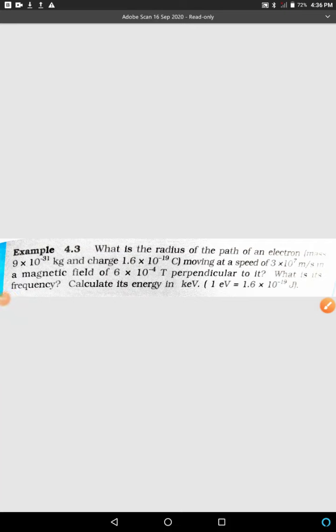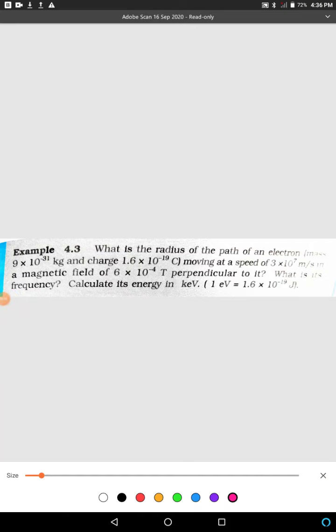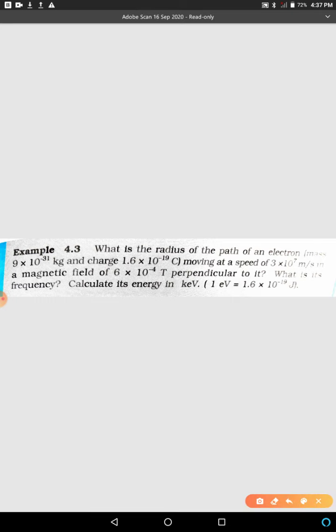Students, this is problem number 4.3 in the textbook. But in our notes we call it problem number 3, so I make it problem number 3. First, read the problem.